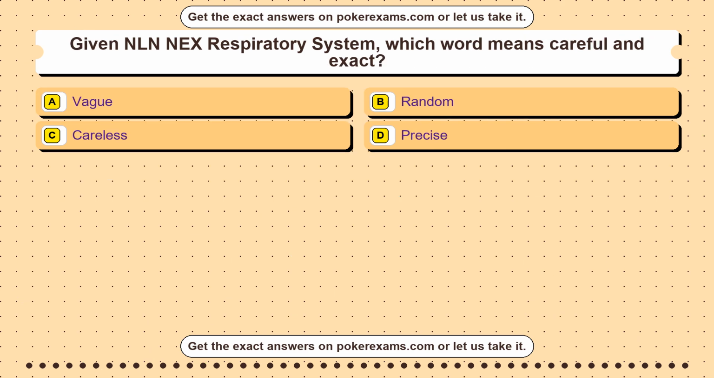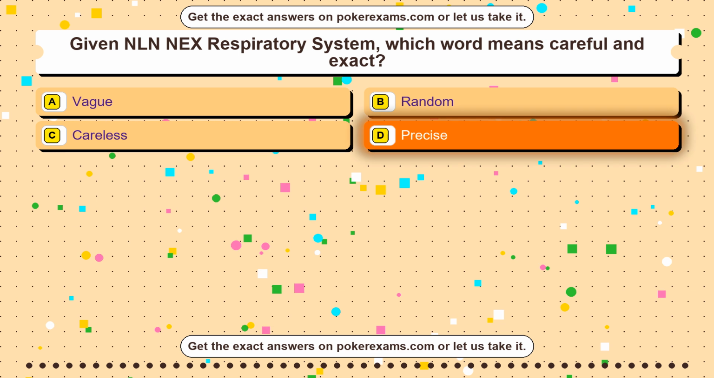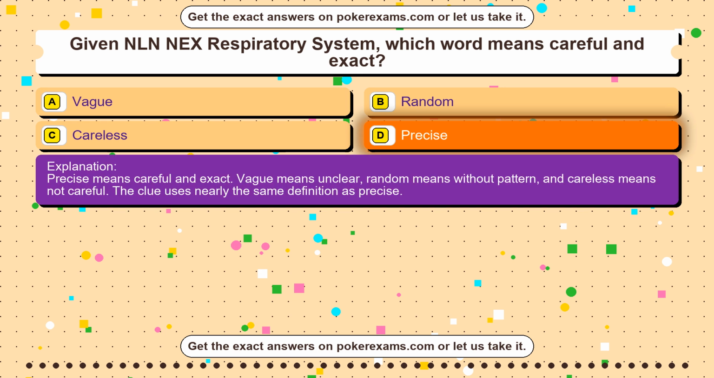Question 38. Given GED reading comprehension practice, which force pulls objects toward Earth? Option A, friction. Option B, magnetism. Option C, static electricity. Option D, gravity. The correct answer is option D. Gravity pulls objects toward Earth.